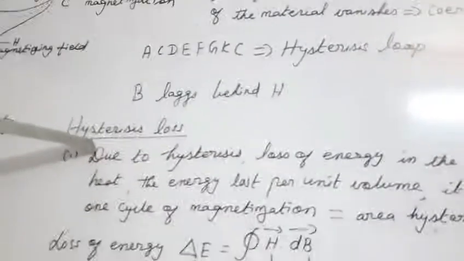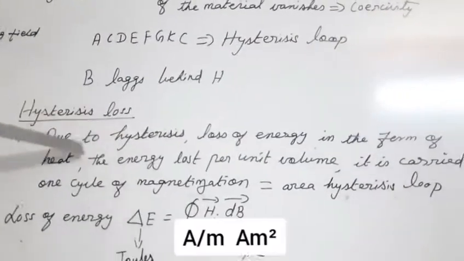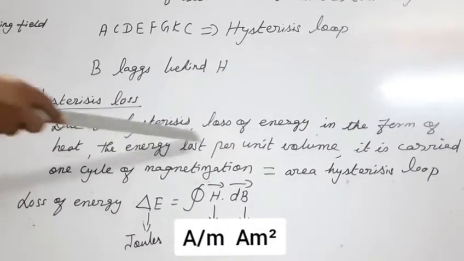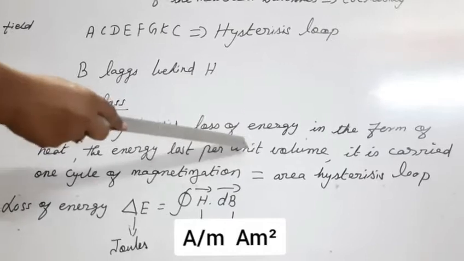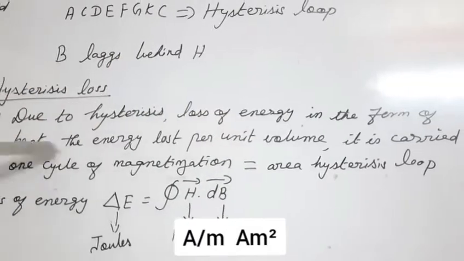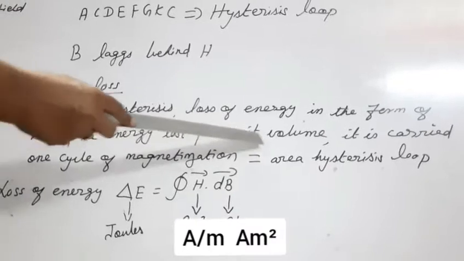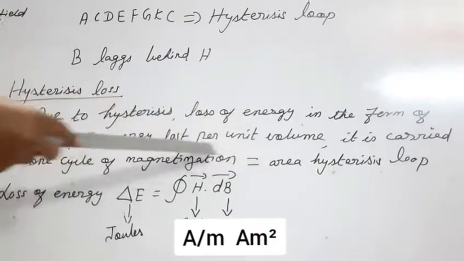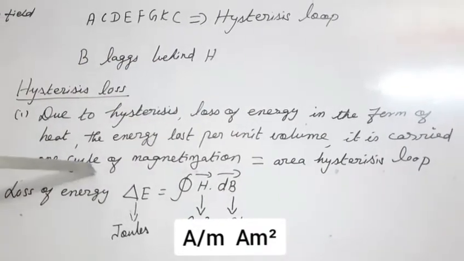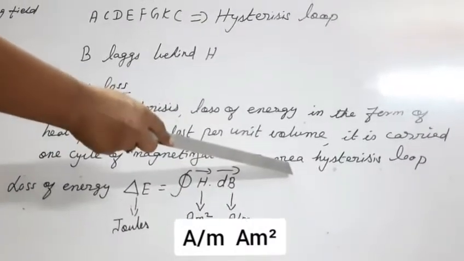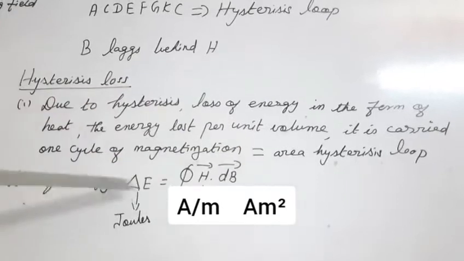Our next topic is hysteresis loss. During the hysteresis, there is a loss of energy in the form of heat. It is found that the energy lost per unit volume of the material when it is carried through one cycle of magnetization is equal to the area of the hysteresis loop.